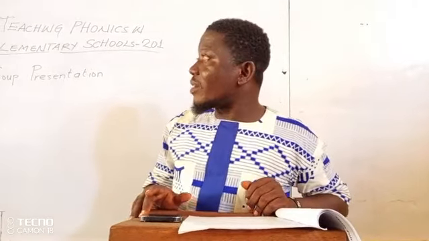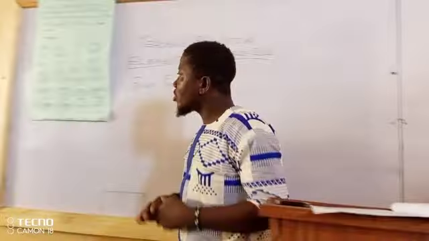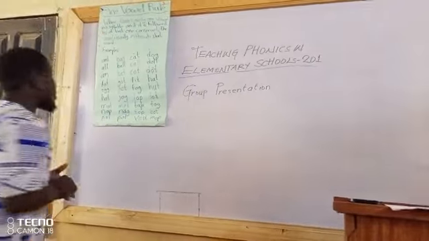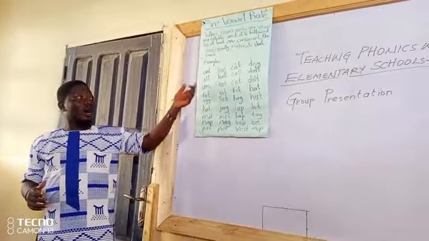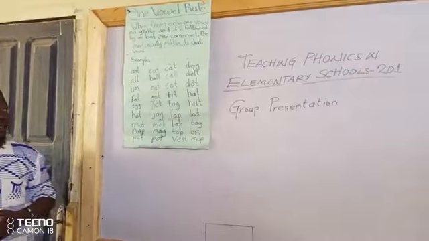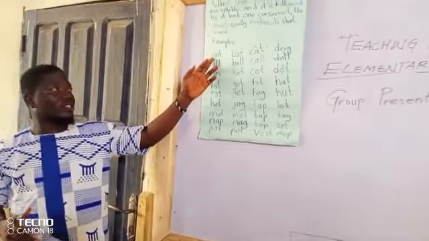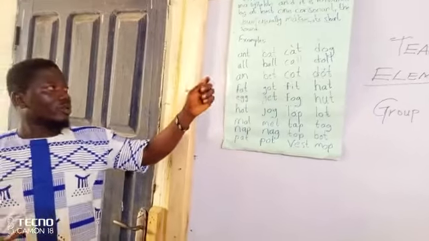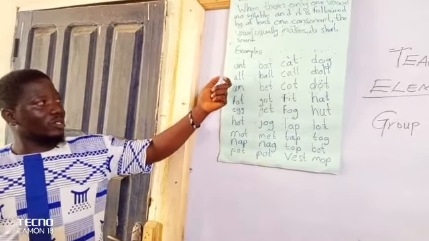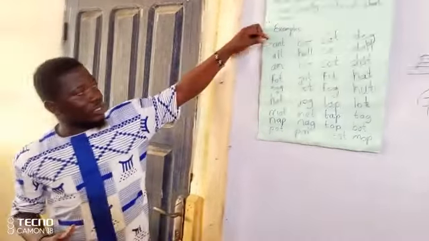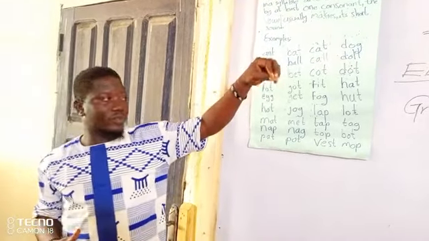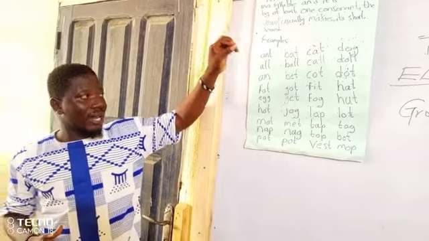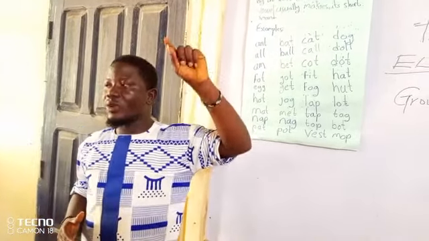One vowel rule says that when there is one vowel in a single syllable word, that vowel usually says its own name. And on the board we have a lot of examples. For example, we have ant. In the word ant, the A here is saying a short sound. So this A is sounding as a short vowel sound. The word is ant. It is not A, but ant.